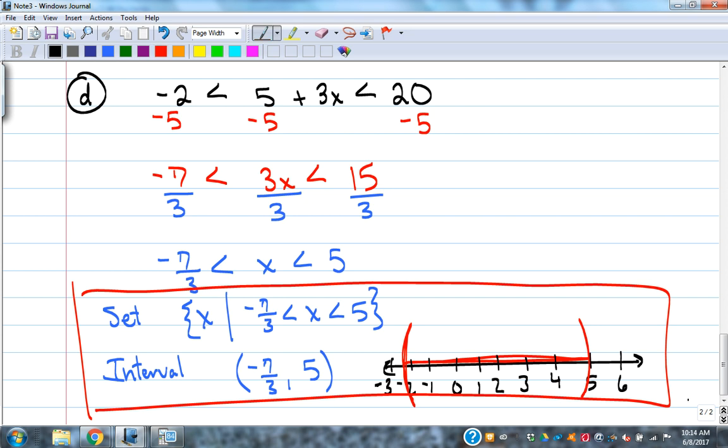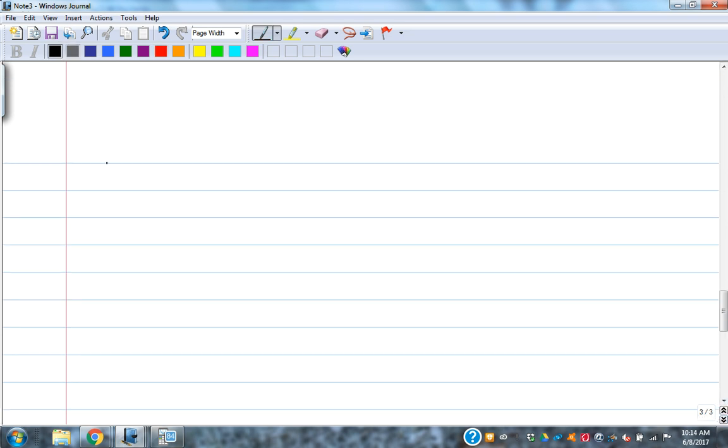Let's do another compound. 16 is less than or equal to 2x minus 4 is less than 18. And that's on purpose. Equal to mark on the left one, not on the right one.